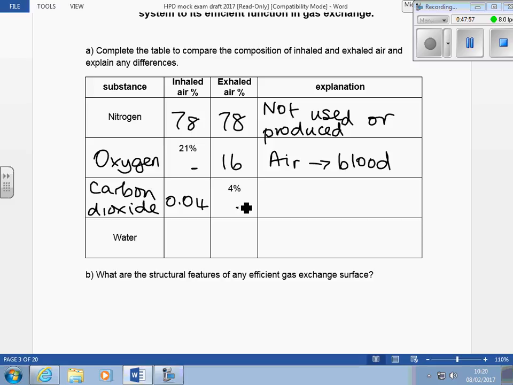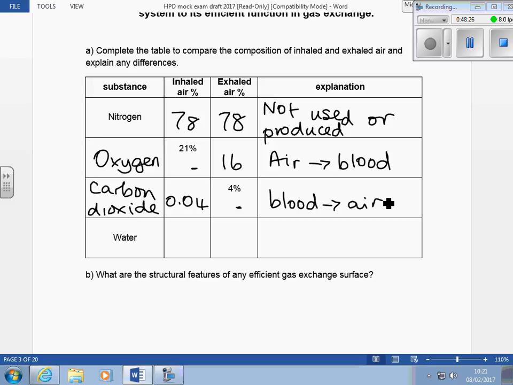So why has it gone up? Using the same approach that I had in the last one, it's moved from the blood into the air. That's the key that we're looking at. Why has it changed in the air? Well, it's been put into the air by the blood. You can say it's a waste product, and as I said before, the more you add into your descriptions, the more good it does you.